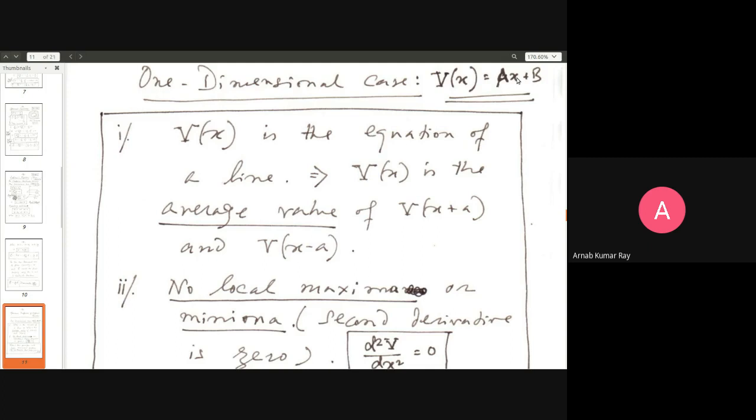So let us say x is 1 and a is equal to 1. So it will be 1 plus 1 and 1 minus 1, as in this example. So V at 2 and V at 0. When you have that sort of situation, V at 1 will be the average of V at 2 and V at 0. That is the property of a straight line. You cannot do such a thing for a function that has a twist or turn. Consider a simple thing.